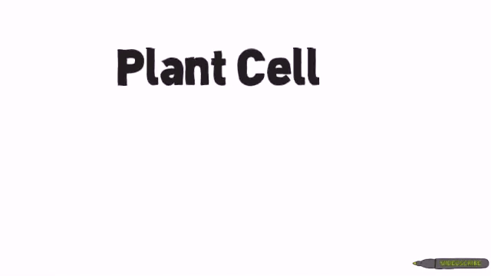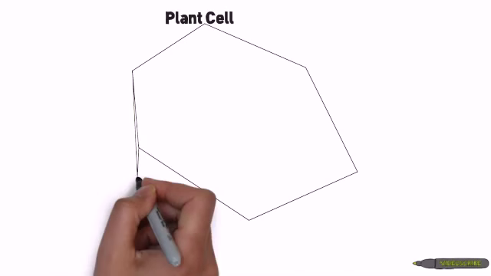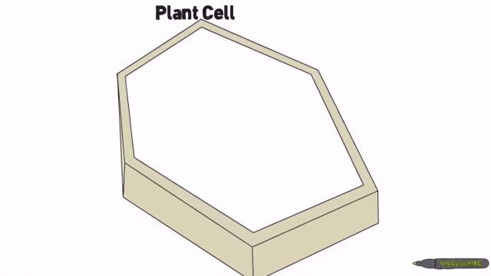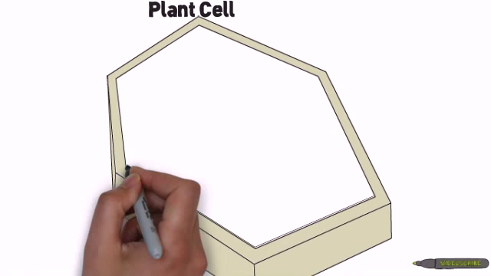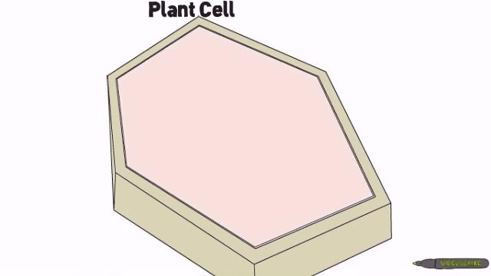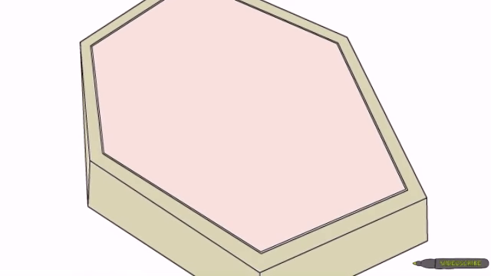Today we are discussing plant cells. The cell wall gives structure to the cells and actually to the whole plant. Plants don't have bones, so the cell walls allow plants to hold their shape. Inside the cell wall is the cell membrane. Just like in an animal cell, the cell membrane controls what enters and leaves the cell.